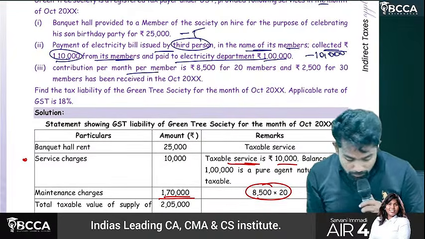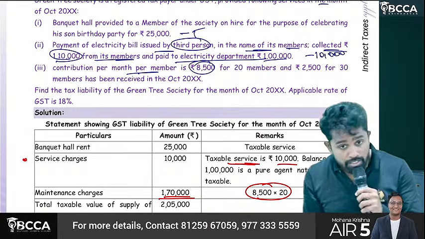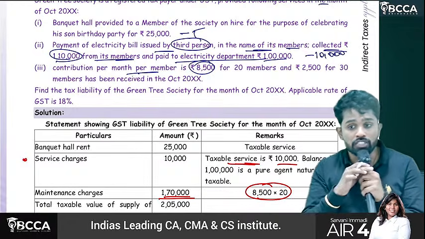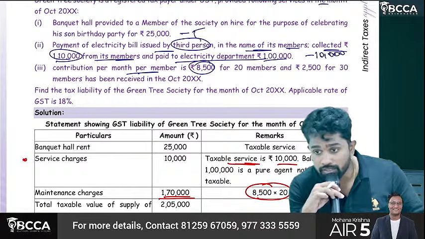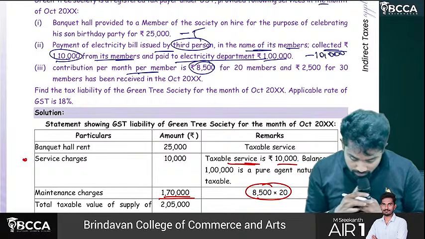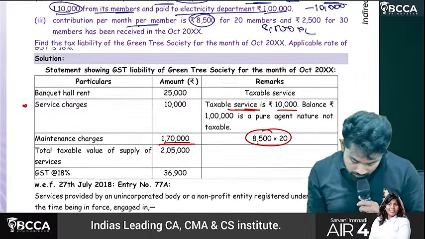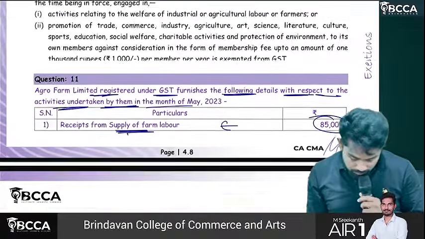Then contribution per month, I mean every member is contributing. How much did they contribute, sir? 8,500 to the association. What is the limit, sir? For a residential association, if they are contributing up to 7,500 per month, exempted. Above 7,500, the full amount is taxable. So 8,500 into 20 is 1 lakh 70,000. So total taxable value is 2 lakh 5,000.